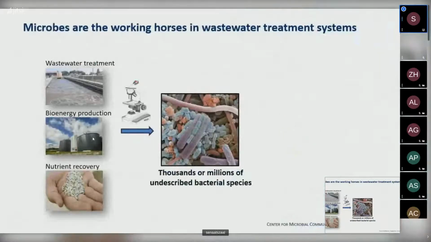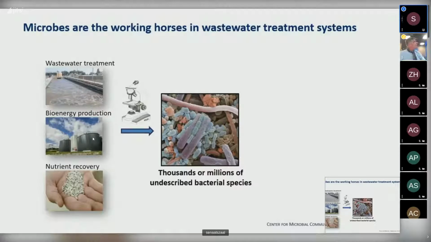I guess that we all know that microbes are the working horses in wastewater treatment systems. They feed on the nutrients in the wastewater, converting it to microbial biomass, thereby producing a cleaned effluent. And the microbial biomass produced can be used for the production of biogas and fertilizers via anaerobic digestion. It's therefore relevant to understand how these microbial ecosystems function.